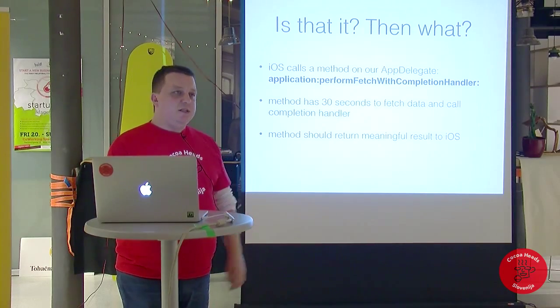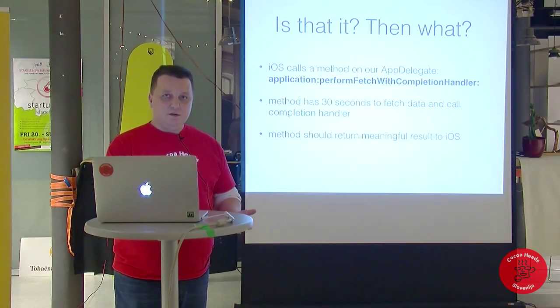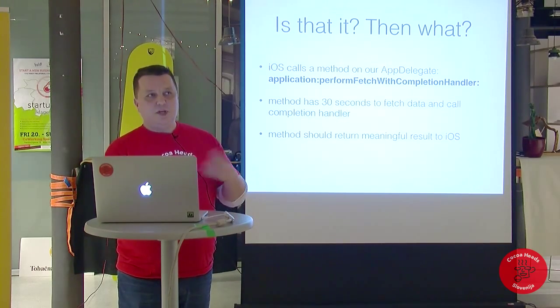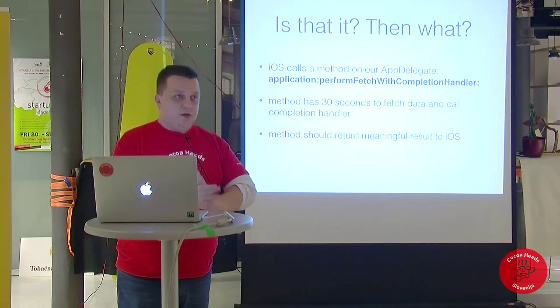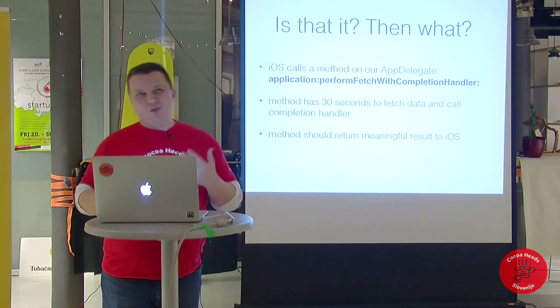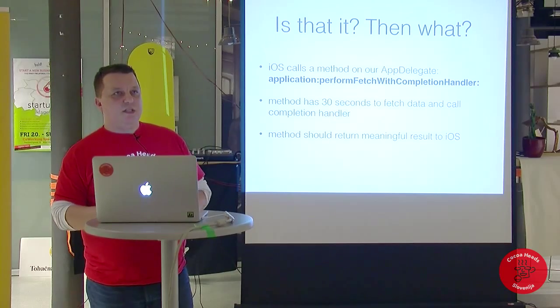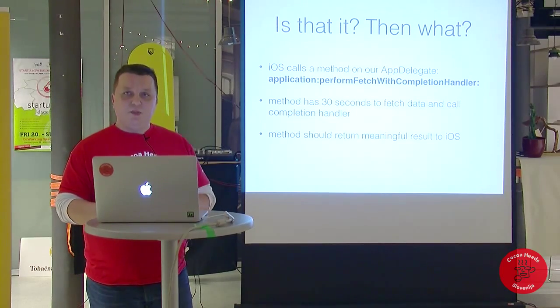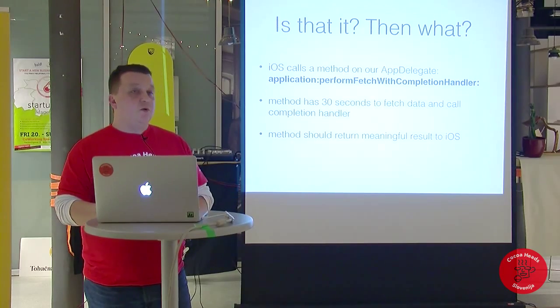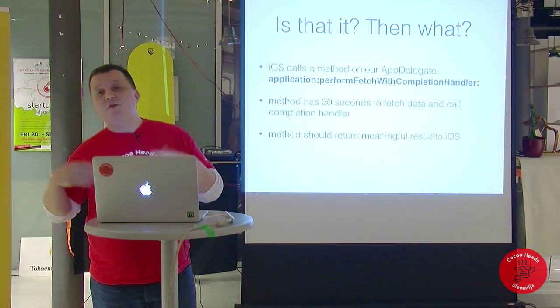The completion handler takes one argument where we actually tell iOS what happened. There are 3 states. We can either say, okay, we had a failure, so we didn't do anything. Then there are 2 success states. One is to tell iOS, okay, we did get our data, but nothing new is available. And the third one is, of course, okay, yes, we got it, and there is new data.